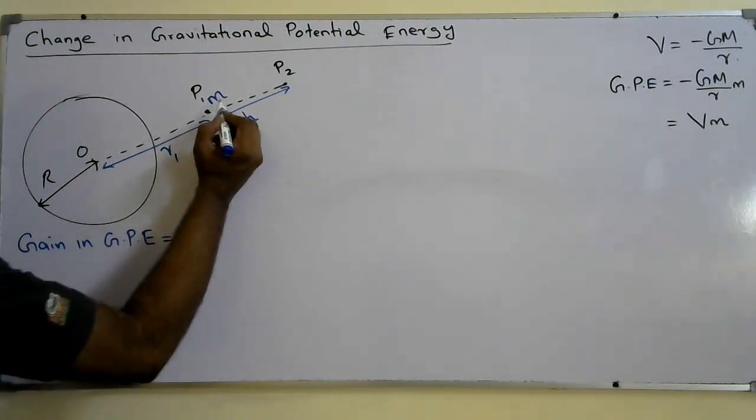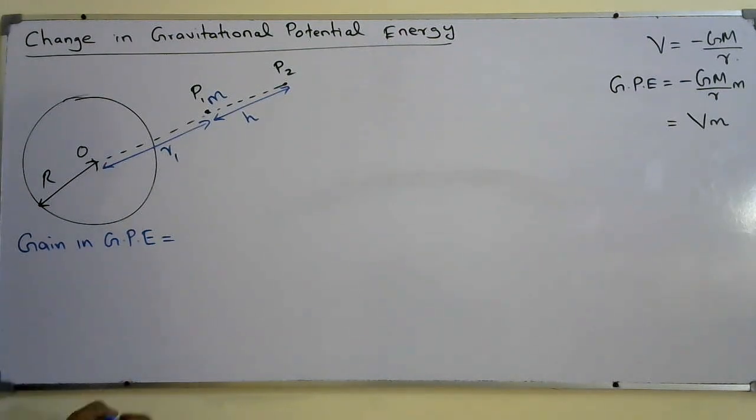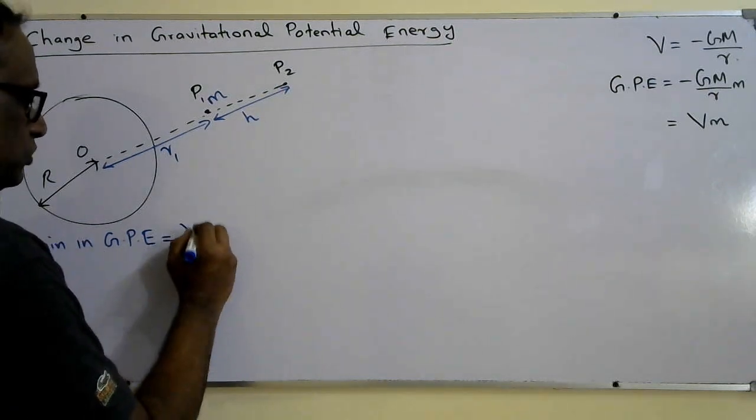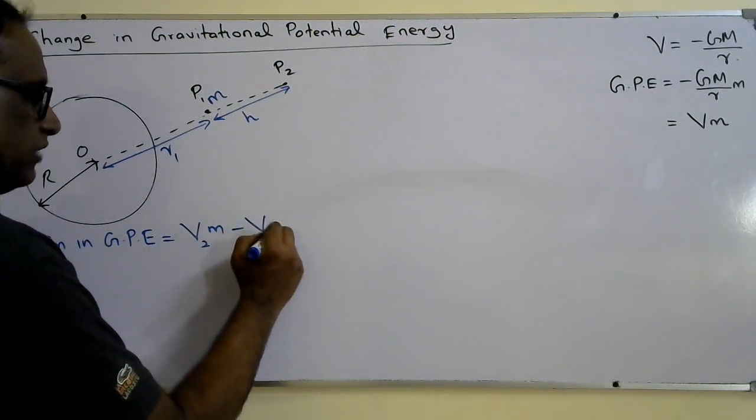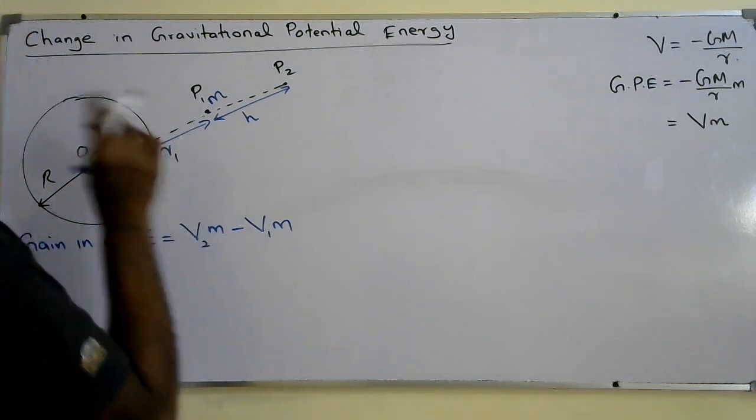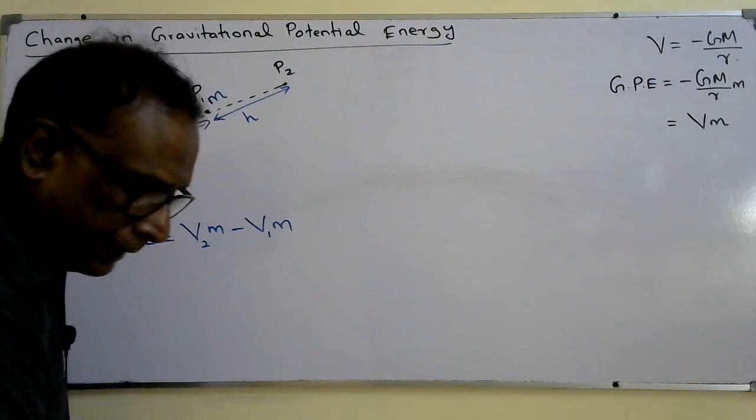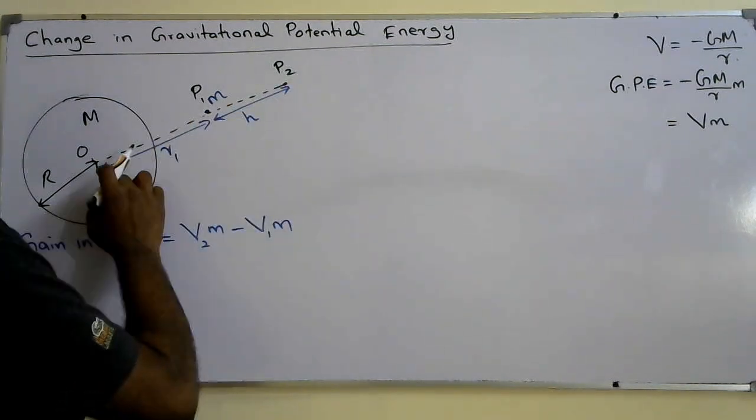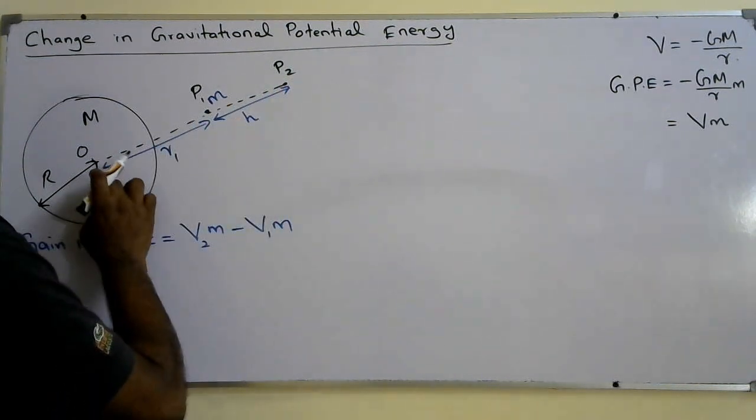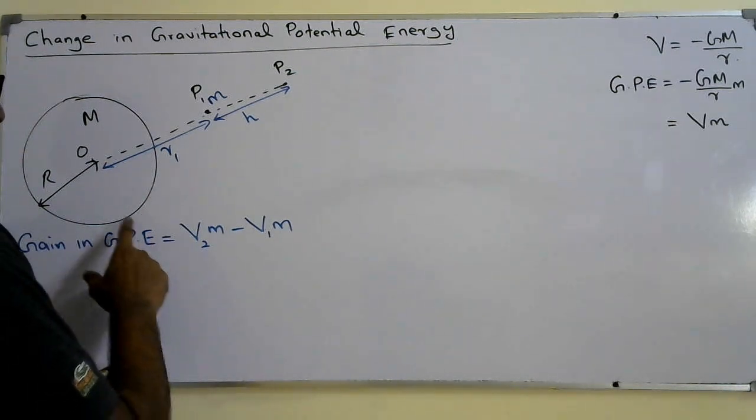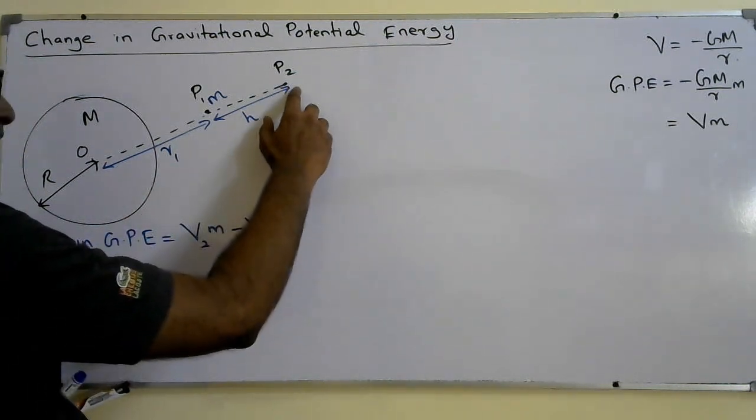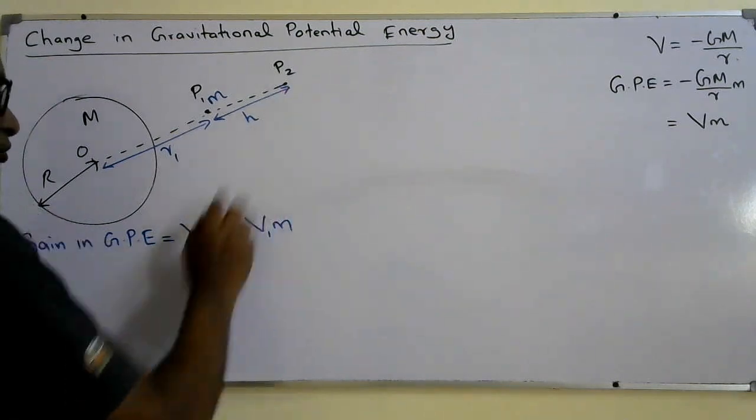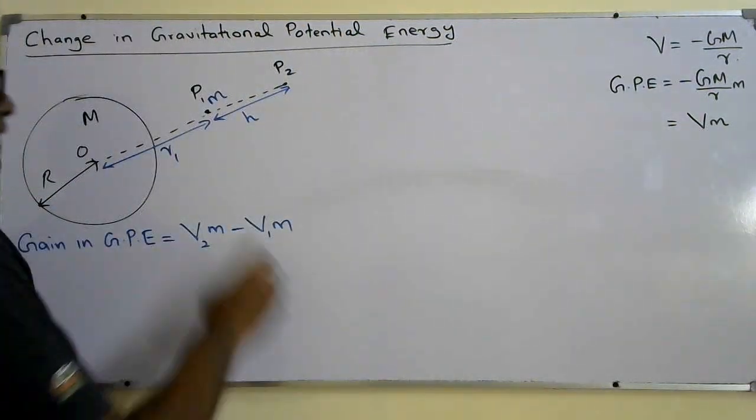So gain means final minus initial. So the gravitational potential energy change is V2m minus V1m. V2 is the gravitational potential of the planet which has mass capital M at the distance of P2, that is R1 plus h, the distance of P2 from the center of the planet. So the gravitational potential energy of the mass m at point P2 is V2 into m, that is the gravitational potential of the planet at point P2 into mass. And the gravitational potential energy of the same mass at point P1 is V1m. Okay, so we'll continue this.